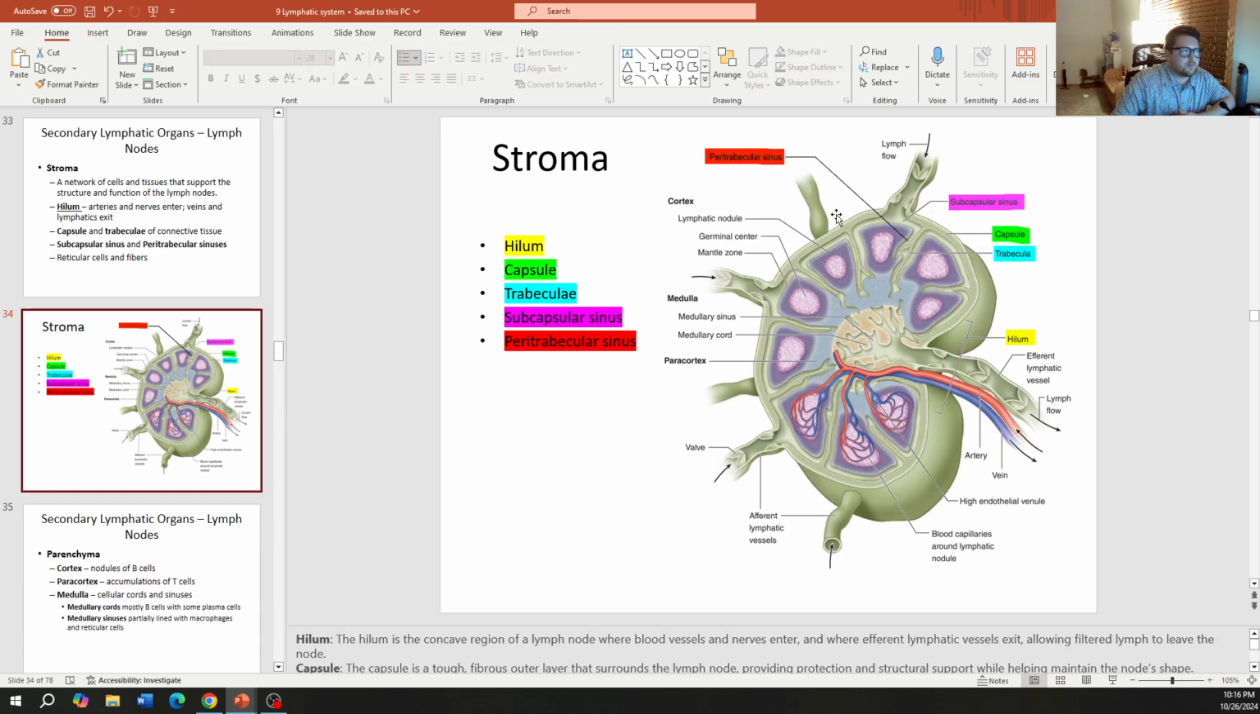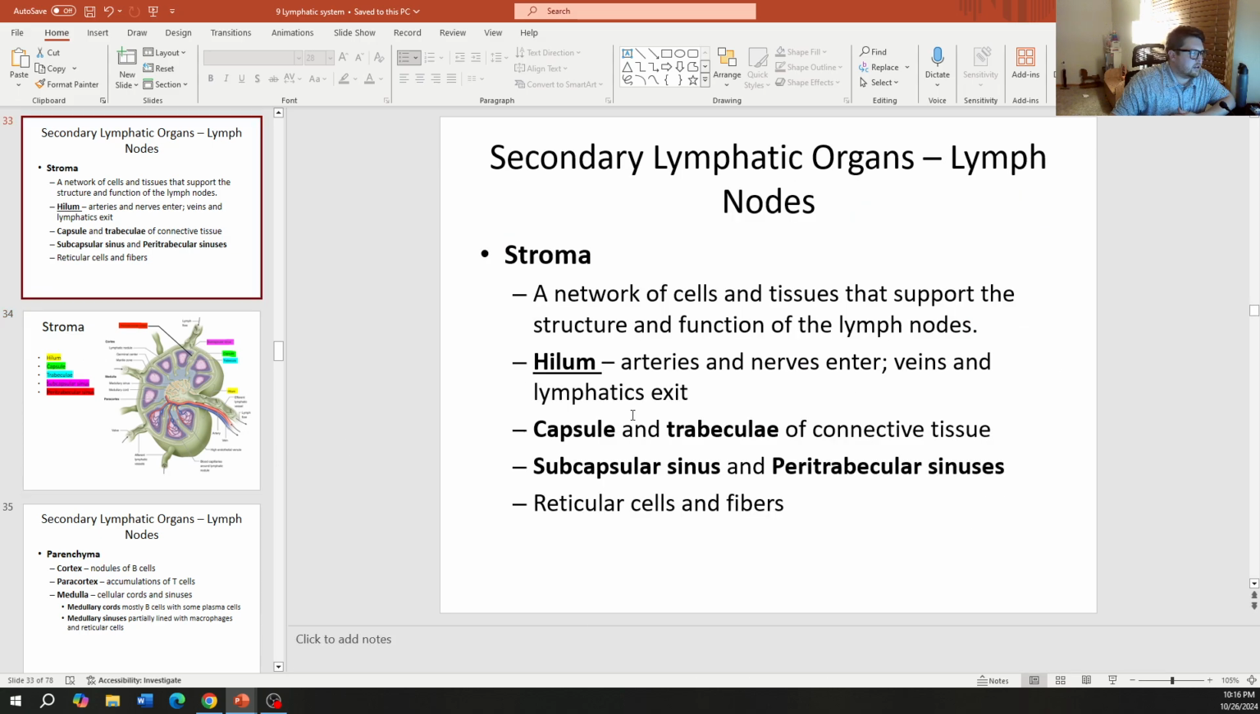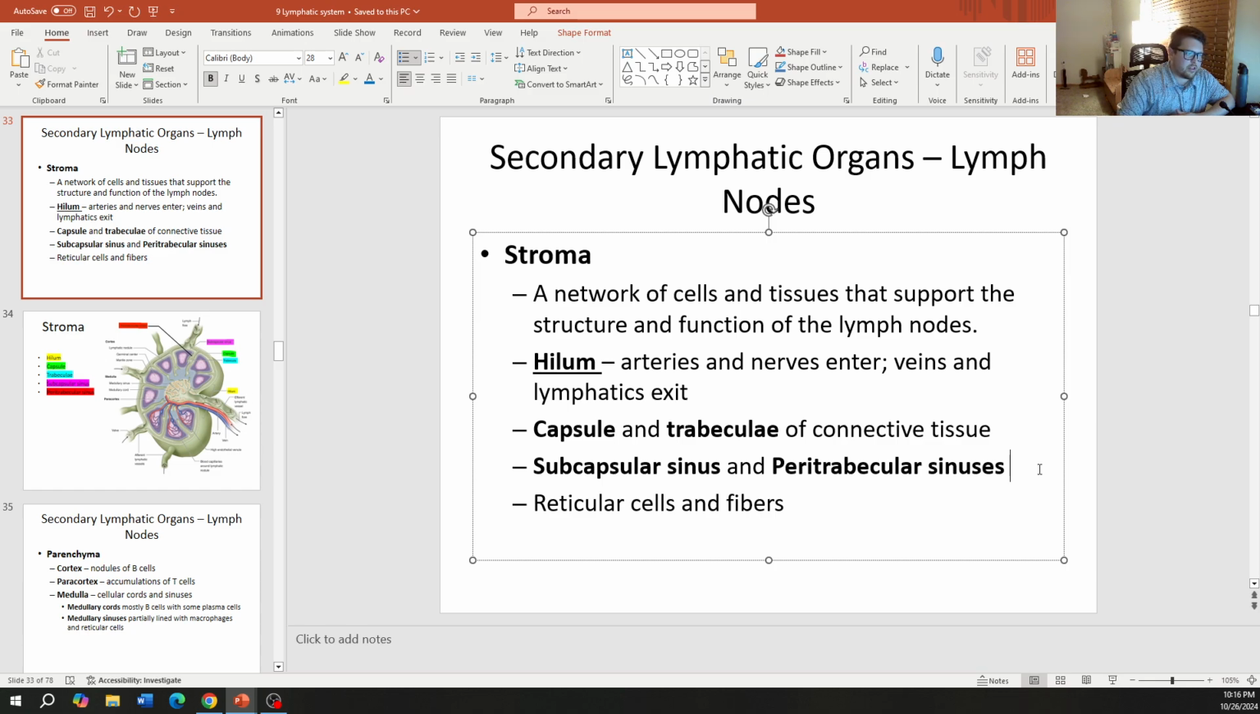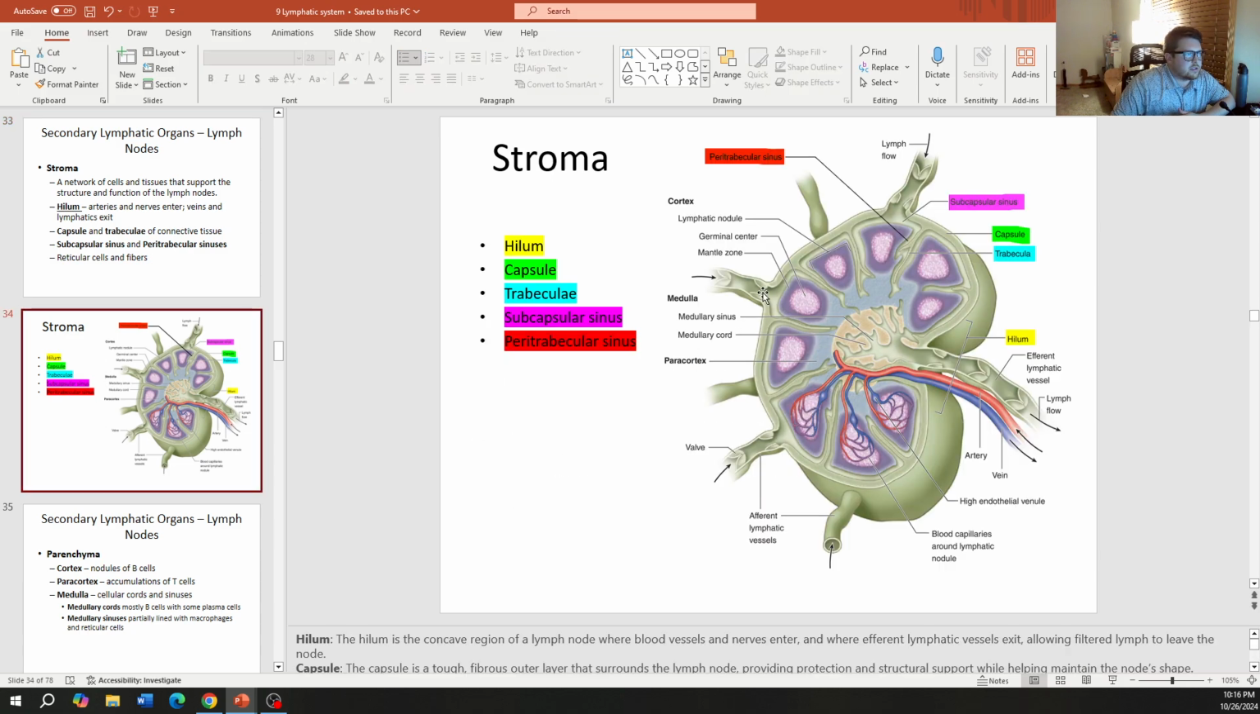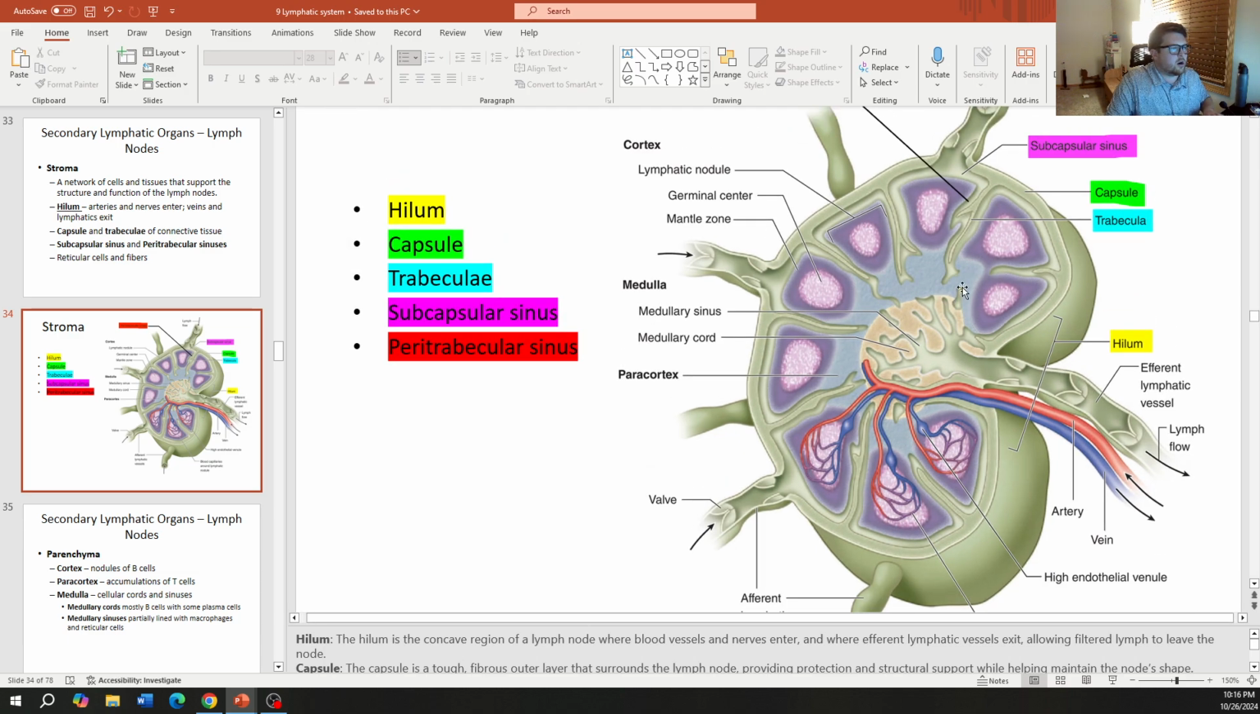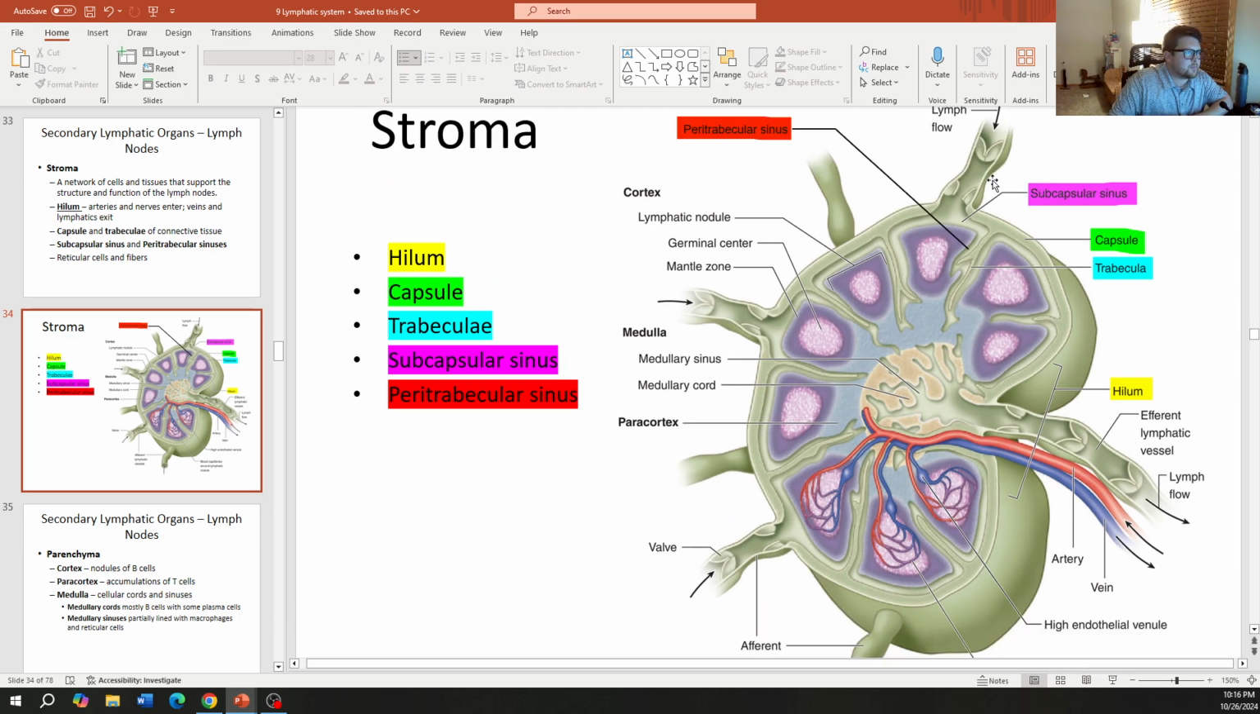Capsule on the outside, trabeculae going into it. We have a subcapsular sinus and also peritrabecular sinuses. This is different from the thymus. Remember, the thymus did not have any sinuses, but this one does. So these sinuses we can see right here. The sinuses are these little spaces.